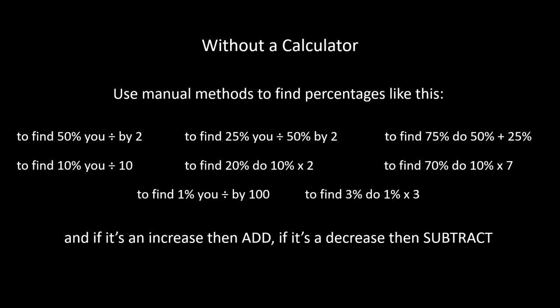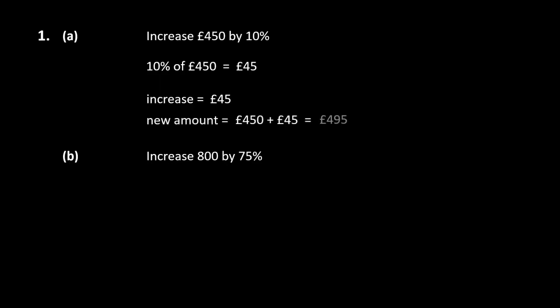Okay, so let's have a look at the exercise. We'll do the first 2 together, and then you can do the last 6 on your own. So let's have a look at 1A. Increase £450 by 10%. So first up, let's find 10%. That's £45. It's an increase of £45, so we're going to add it. It's 450 plus 45 is £495.